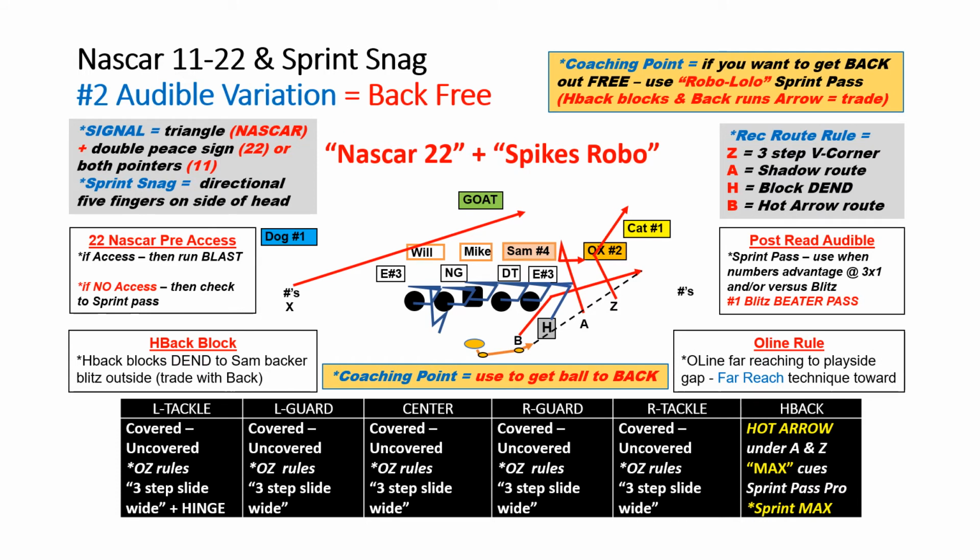Number 2 variation to that is we can actually go spikes robo, and all that does is change the H and the B. The H becomes the blocker and the B becomes a receiver. So again, what's great with this should be a core in your system. You can determine who you want to get the ball to, the H or the B, whoever you believe is your playmaker.